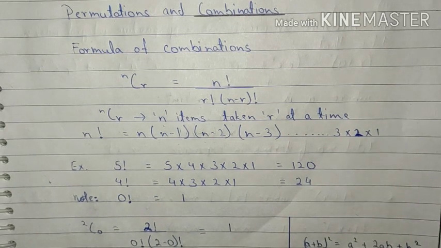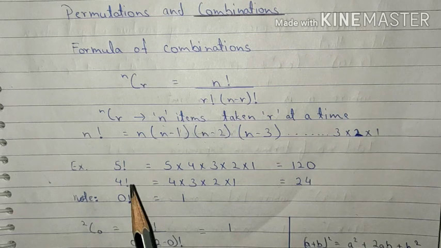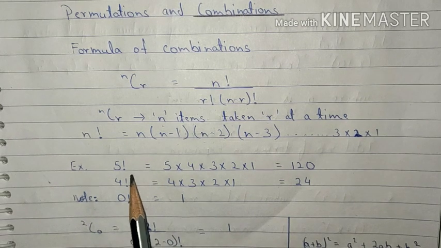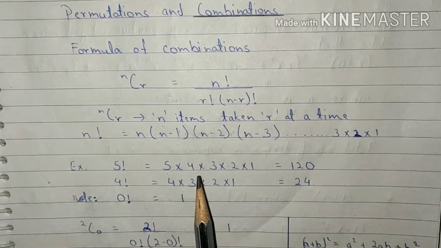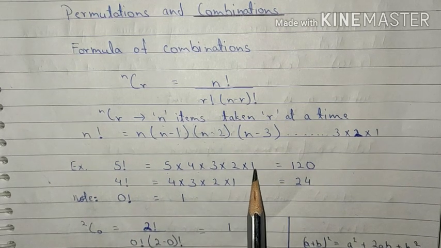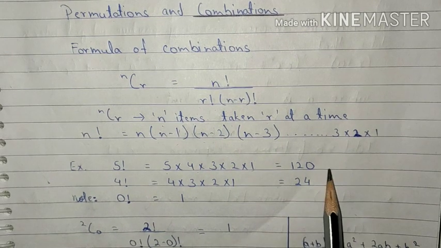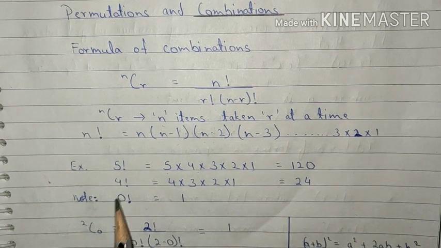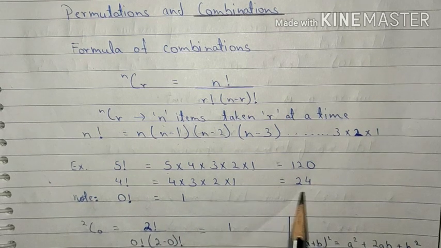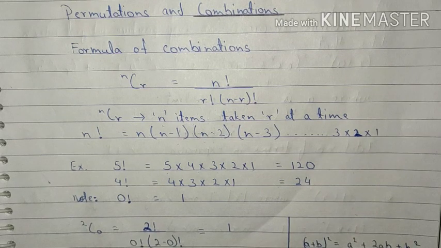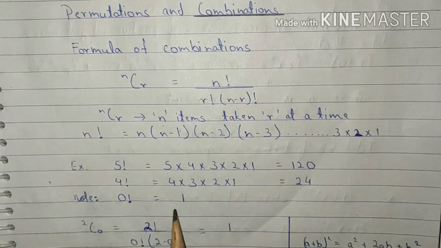Let's take an example to make this easier for you. Suppose we have to find out the value of 5 factorial. How will we do it? 5 into 4 into 3 into 2 into 1, which comes out to be 120. In the same way, for 4 factorial, we can take it out by multiplying 4 into 3 into 2 into 1, which is 24. Please note one thing, the value of 0 factorial is taken as 1.